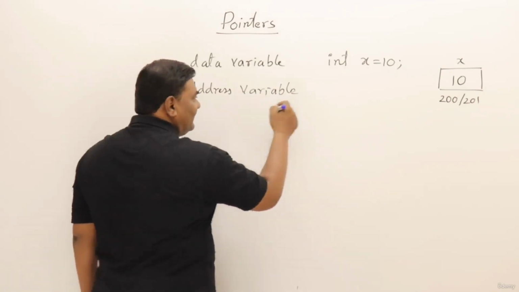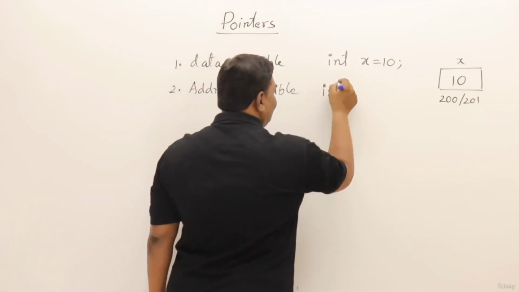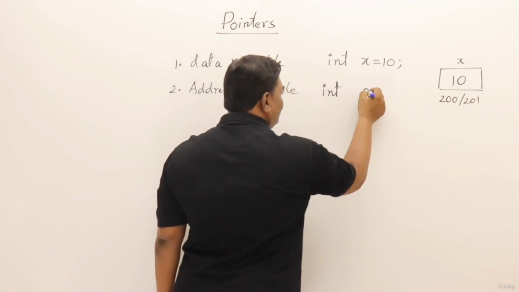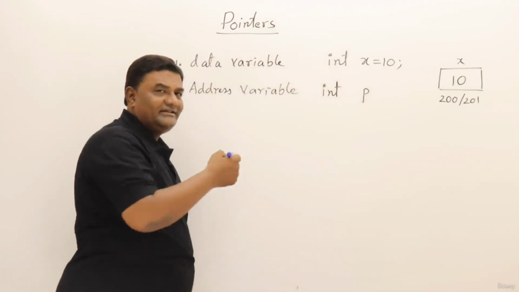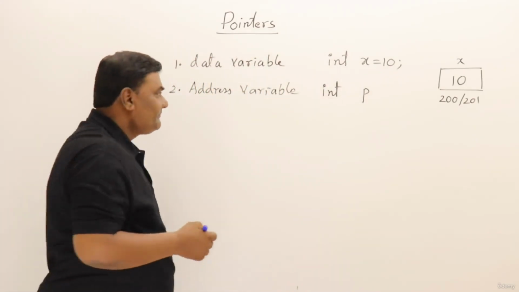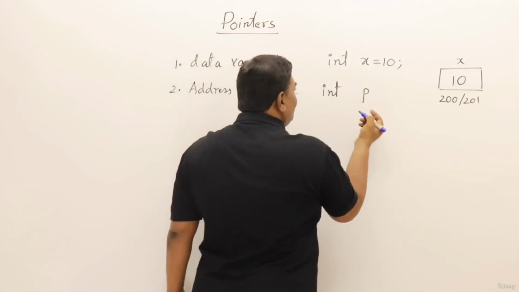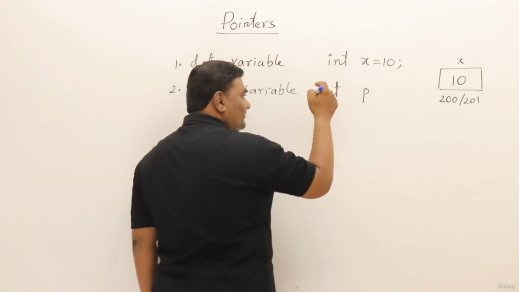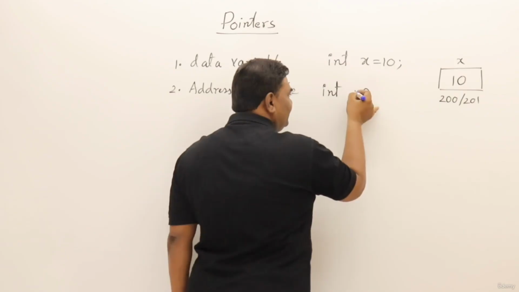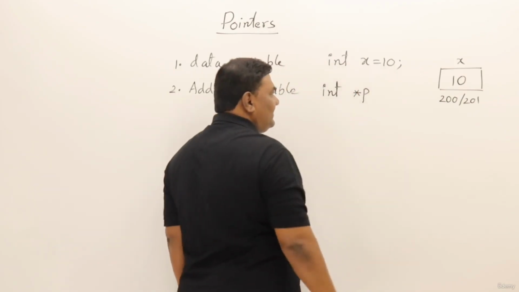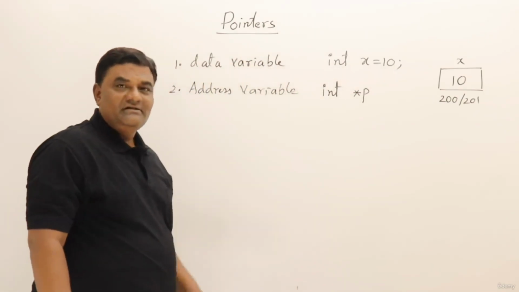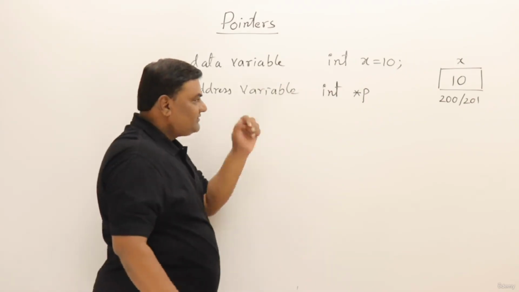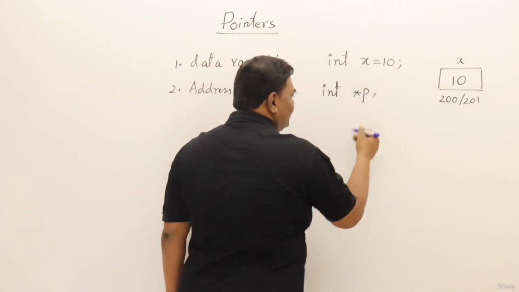Now, how to declare an address variable? I will declare a variable with the name p. Usually pointers are declared with the name p so that we can easily identify that this is a pointer. But just p will become a data variable again. So how to differentiate that? This is for storing an address, so it should be prefixed with a star. So this is an address variable. It cannot store the data, but it can store the address of the data.